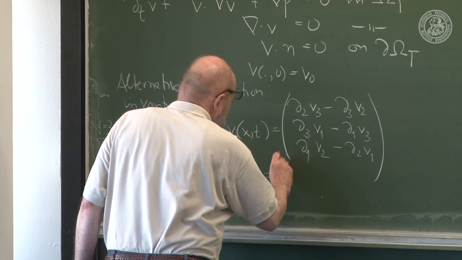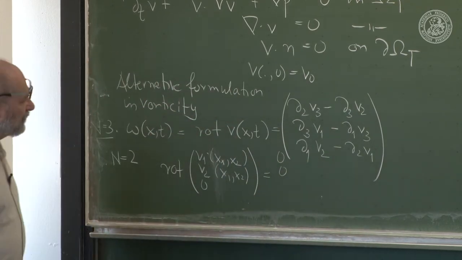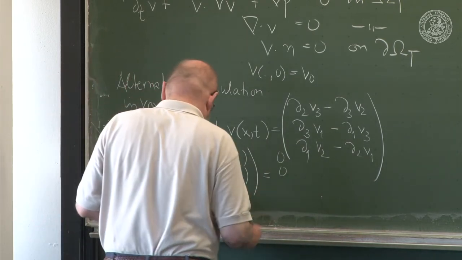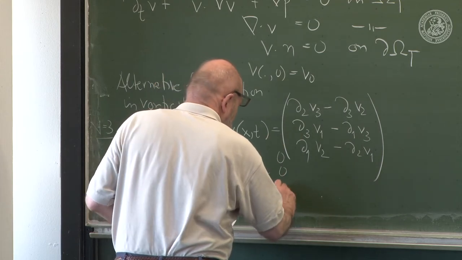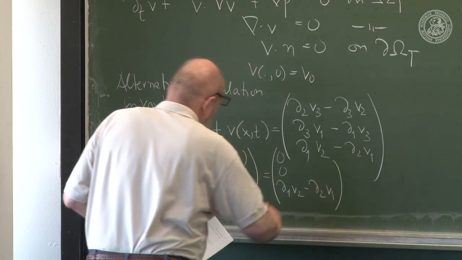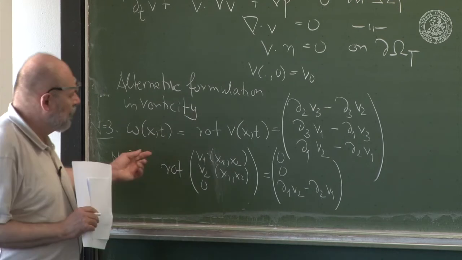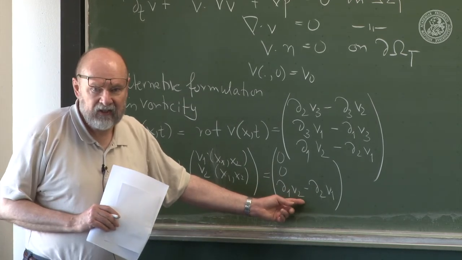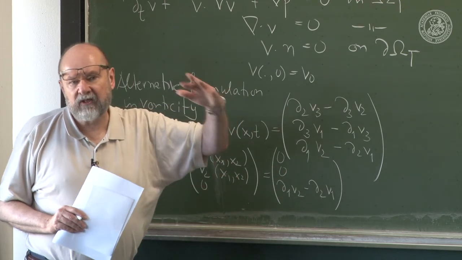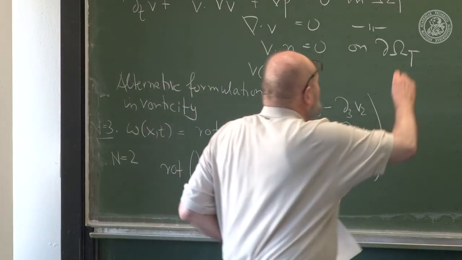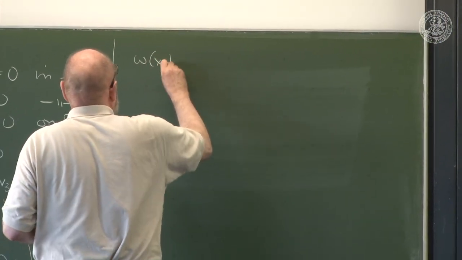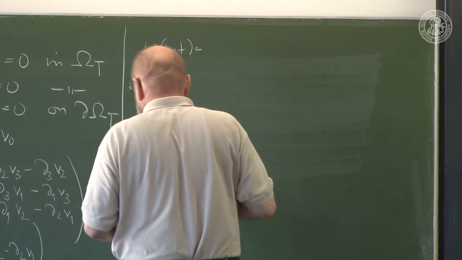So what we get out here is a field which has two zeros, and then in the third, it is, as stated, the first derivative of V2 minus the second derivative of V1. So actually, if we would like to define something similar in two dimensions, it's a scalar field, to be interpreted as a vector orthogonal to the plane where this two-dimensional problem lives. So in two dimensions, we define omega as a scalar field, exactly what this is.